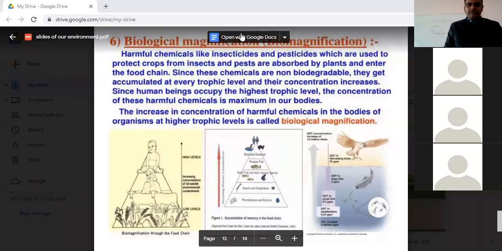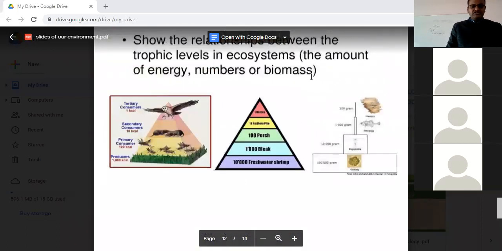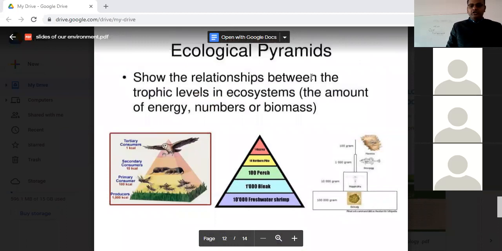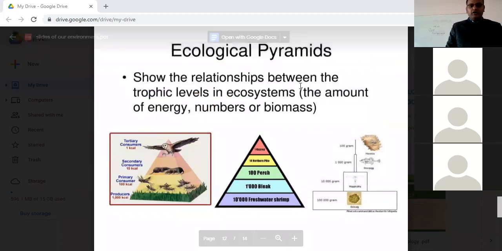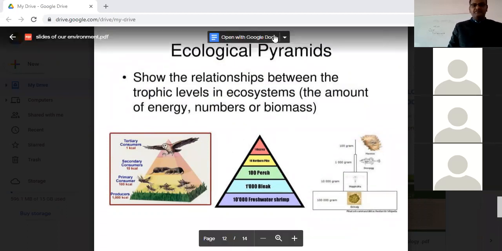One more query you have, Prerna. What is pyramid of number? See, pyramid of number means the ecological pyramid plotted with reference to the number of organisms. If suppose this is a pyramid, and this level is the producer.